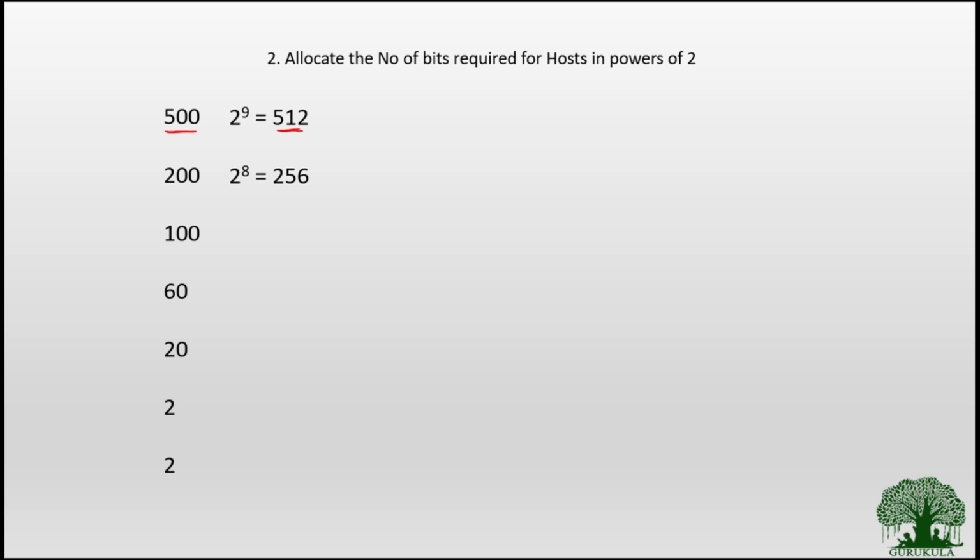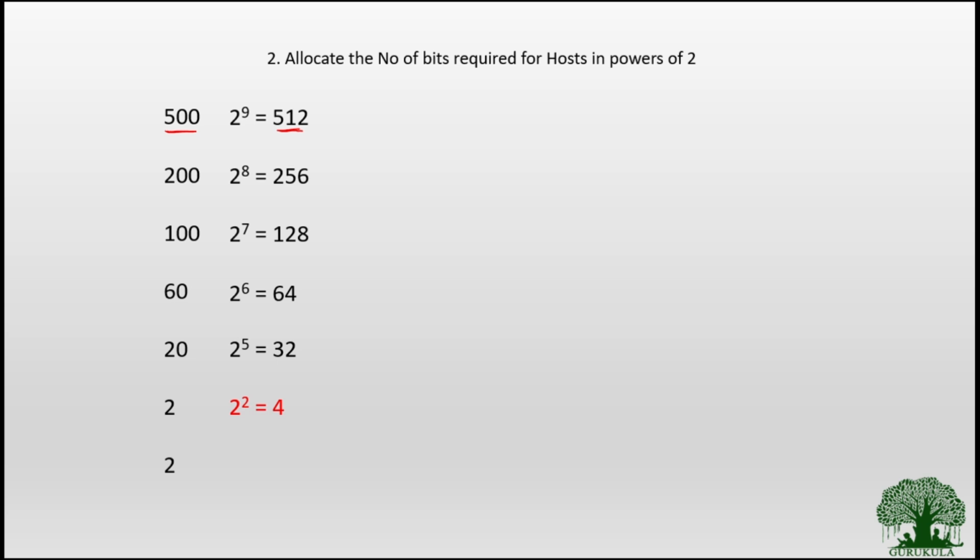Similarly, you will have to do it for the other requirements as well. So we cannot go for exactly 200 systems or 200 IP addresses. We will have to go for a 256 block. And for 100 it is 2 power 7, which gives us 128, and for 60 it is 2 power 6, which is 64. For 20 you cannot divide exactly, but you can use 2 power 5, which is 32, and 2 power 1 gives you 2, but still there is a limitation.